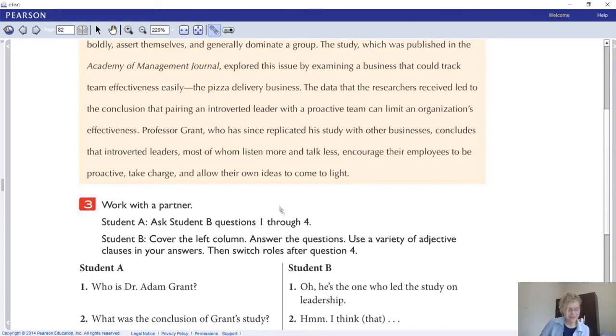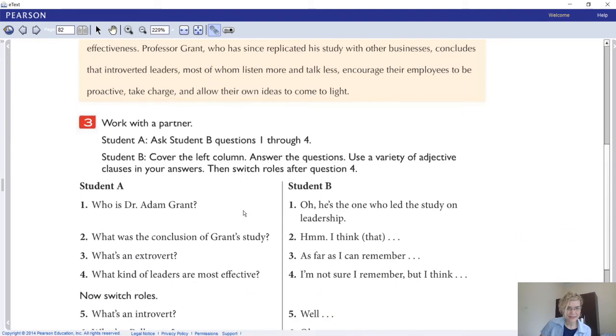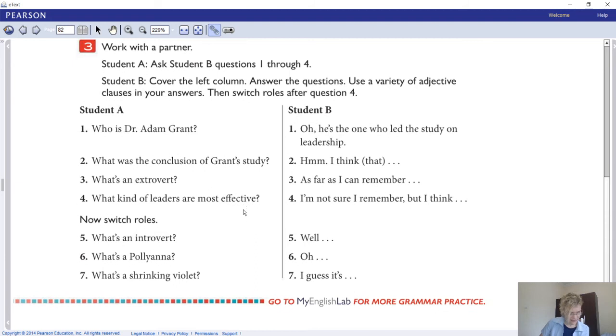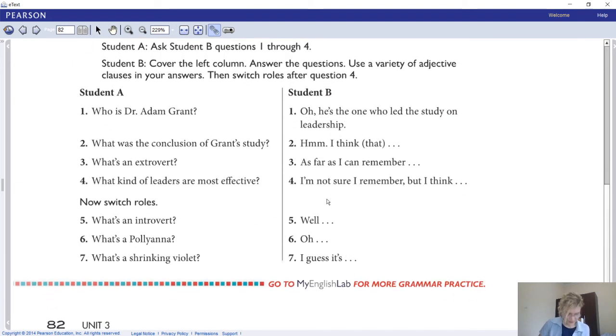Awesome. And that brings us right now to the part where we have student A and student B. Student A asks student B questions, 1 through 4. And then you switch roles, and then student B covers the left column and answers the questions using a variety of adjective clauses in your answer. So the whole point of this is actually to try to have a conversation and use the adjective clauses in your answers. Yeah? Like, who is Adam Grant?